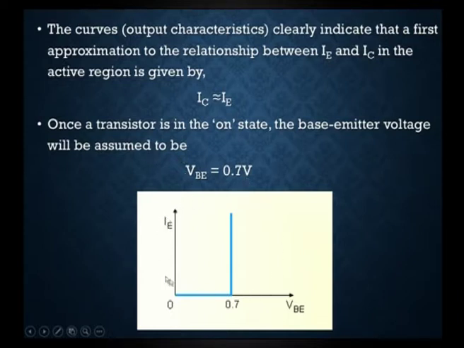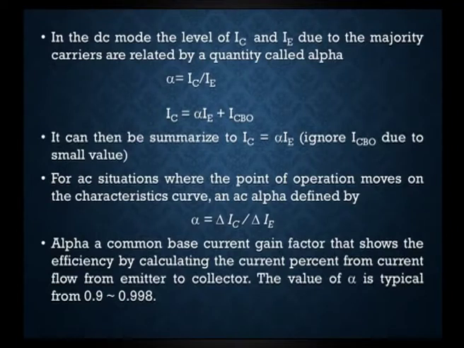From the input characteristics we note that up to some voltage there will be no current. Only after VBE reaches some value can we say the transistor is on. So, VBE equal to 0.7 volts is the voltage at which we say the transistor is in the on state.